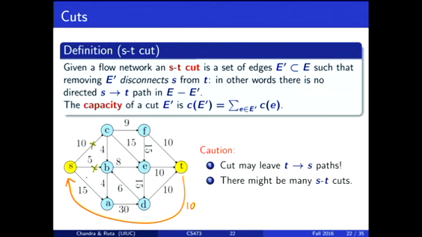Now look at this cut. Is that an ST cut? Yeah, that is an ST cut, right? Because you can go from T to S. An ST cut doesn't mean that it's a T to S cut. Very important. And there may be many ST cuts. There are actually exponentially many in general.